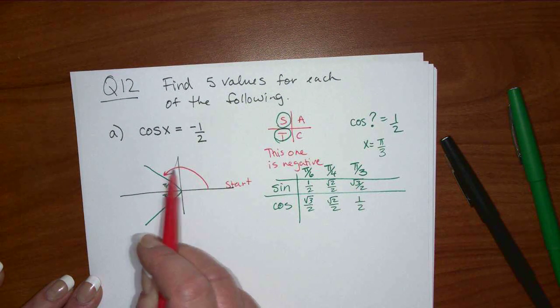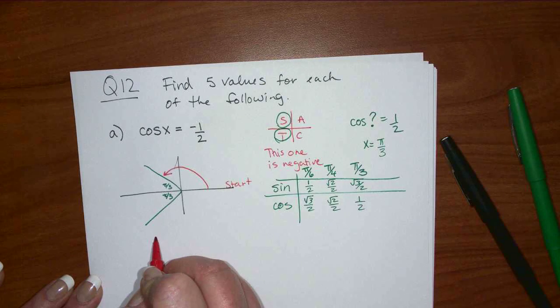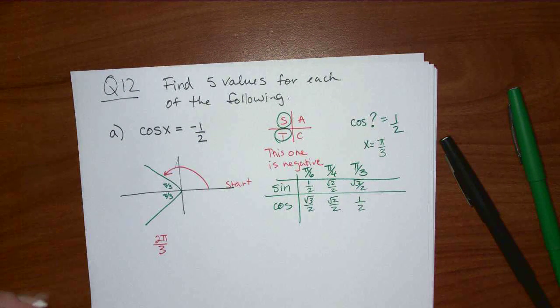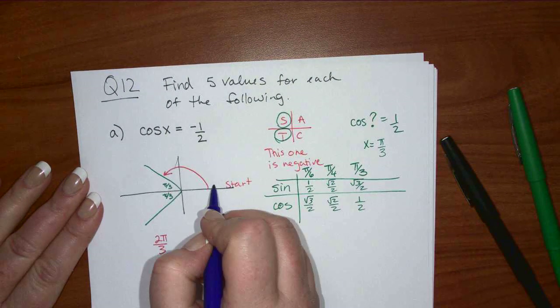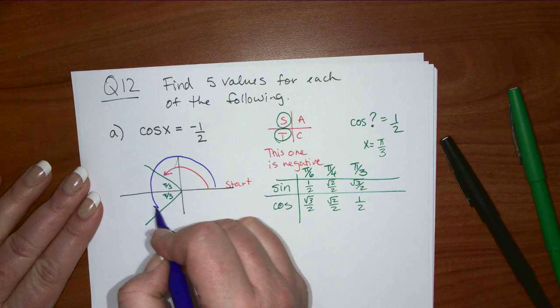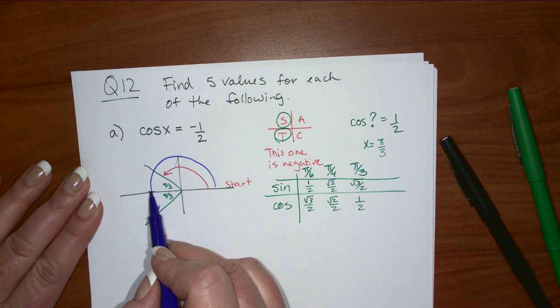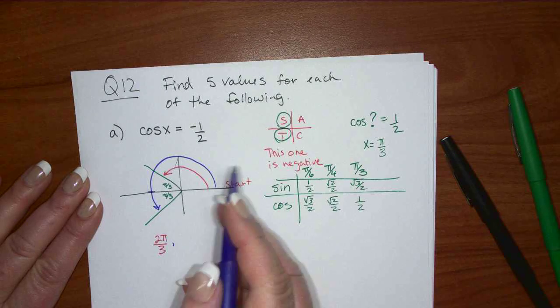2/3. So 2 pi over 3. So 2 pi over 3 would be our first one. And then what would be the next? So still from the start, but going all the way to here, how many thirds would that be? So this is 3 pi over 3, that's 3 whole pieces and one more. So 4 pi over 3.